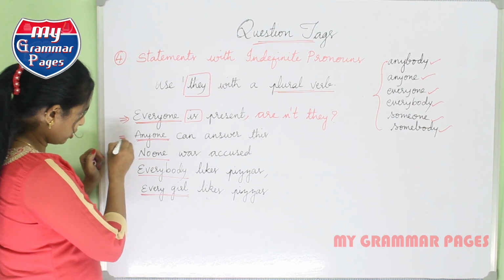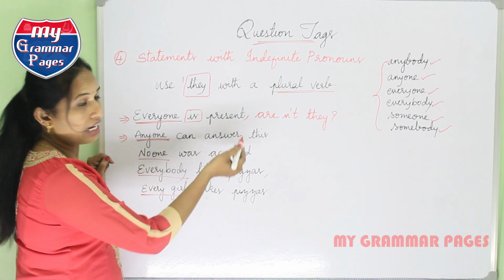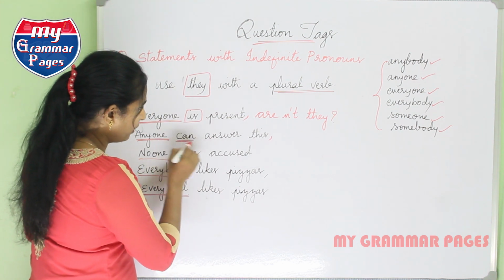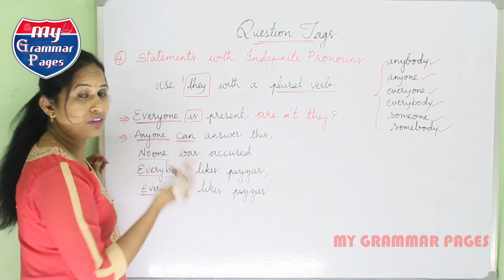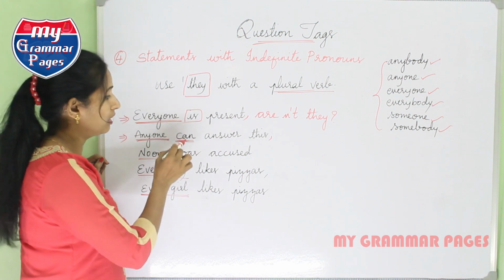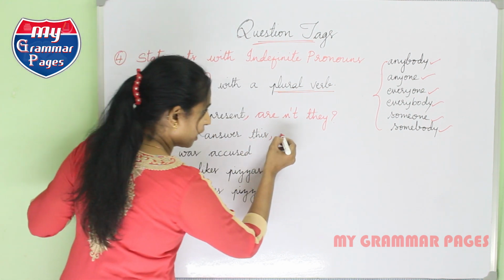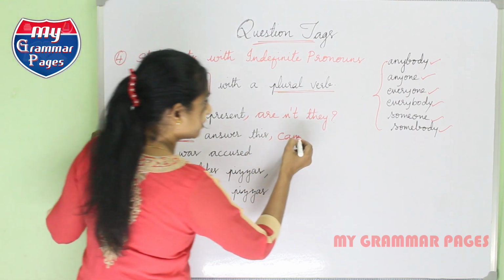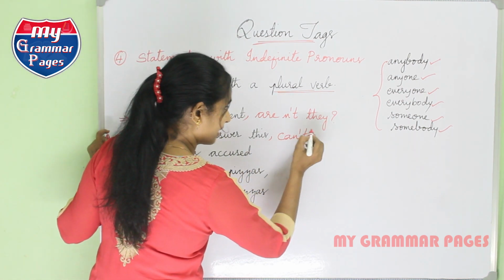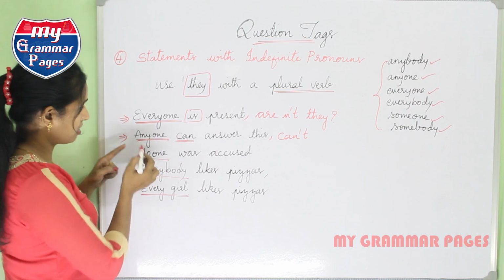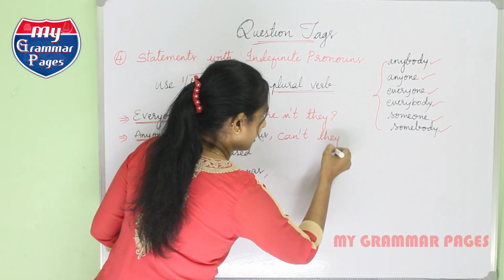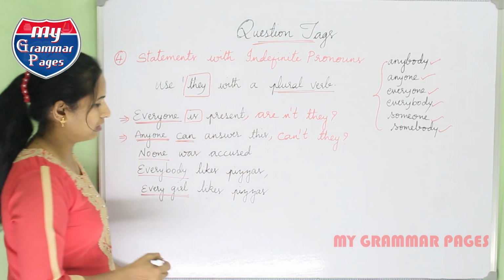And coming to the next one, anyone can answer this. In this, place a comma. This is the helping verb, but we don't have the singular and the plural form for can, so we have to take only the word can. This is a positive statement. I'm making it negative, making the word can't. Now the personal pronoun to be taken is they. Can't they is the answer.